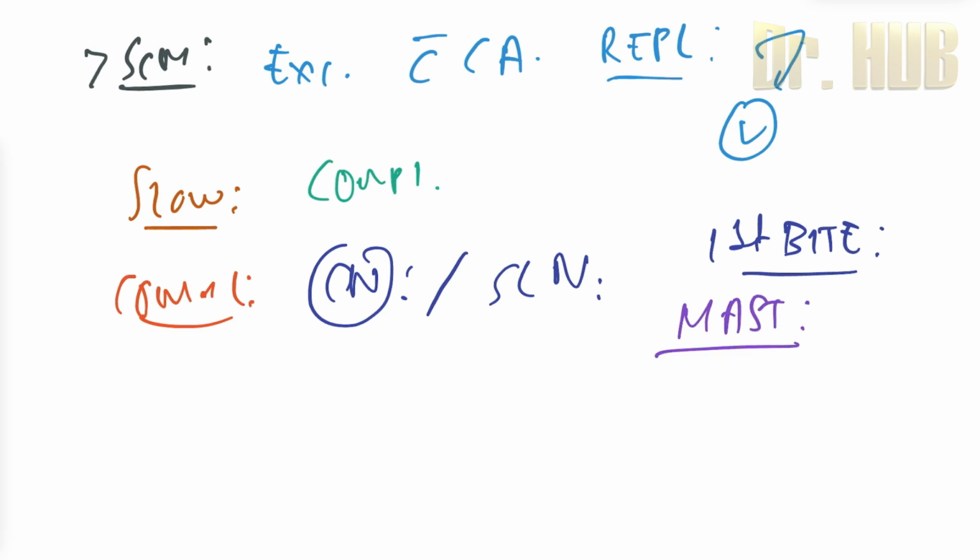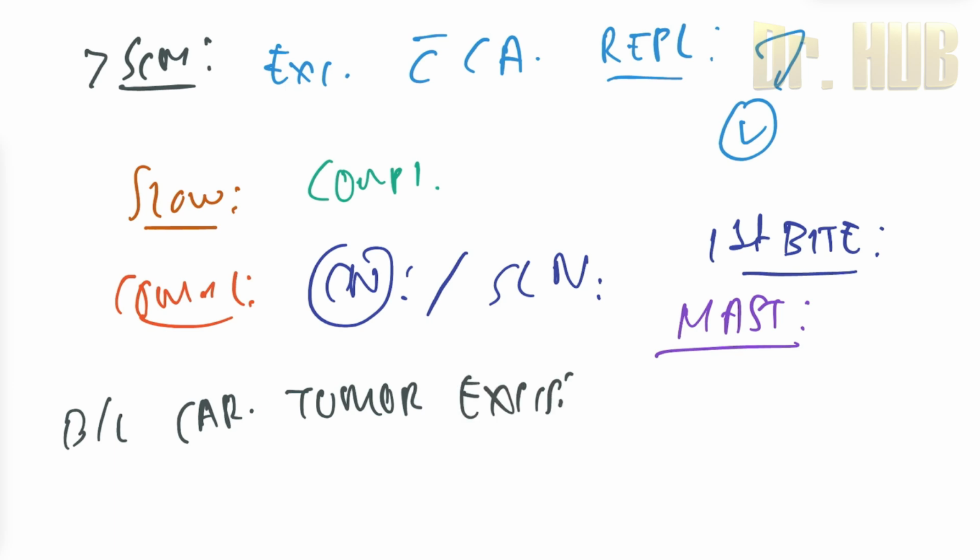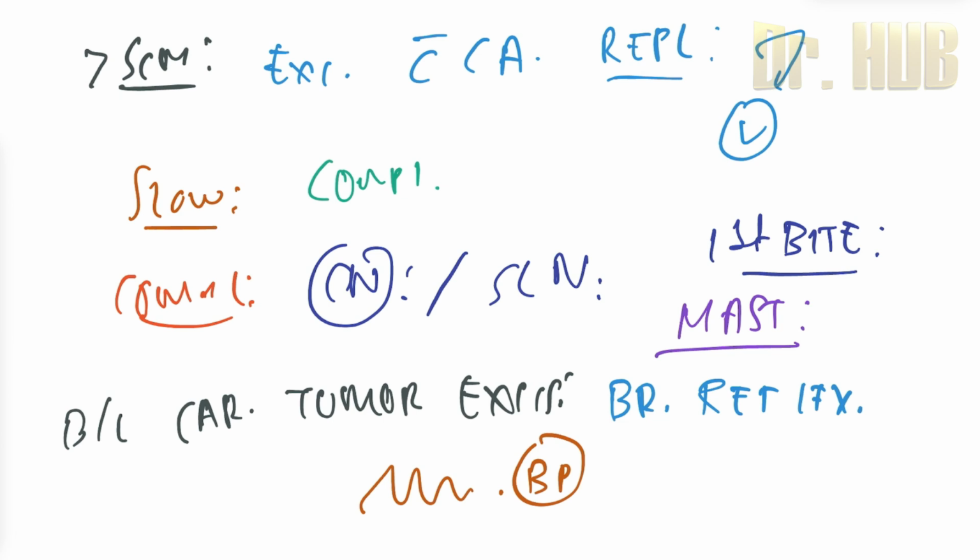Next is bilateral carotid tumor excision. Here it can cause a baroreceptor reflex failure, and this can lead to a wide fluctuation in the blood pressure. So there is a fluctuation in the BP, that is the blood pressure.